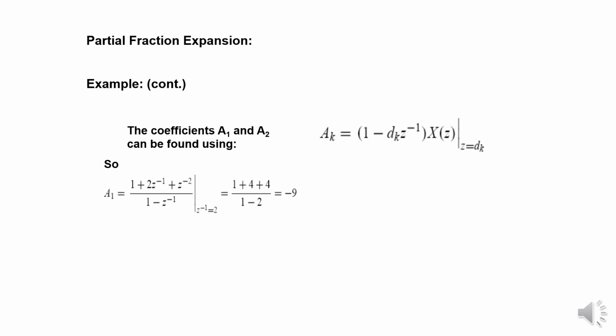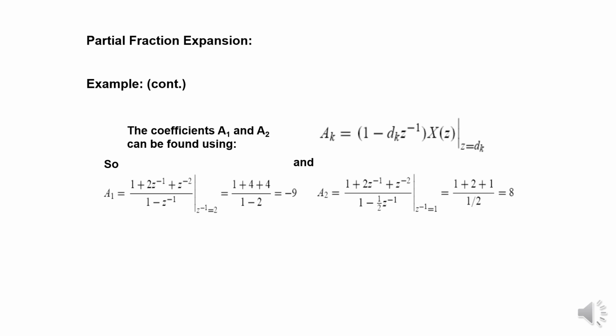In this equation, let's say you are asked to find A1. What you have to do is multiply X(z) by 1 minus 1 over 2 z to the power minus 1. A1 is the numerator of the 1 minus 1 over 2 z to the power minus 1 factor. Therefore, you have to multiply X(z) by 1 minus 1 over 2 z to the power minus 1.